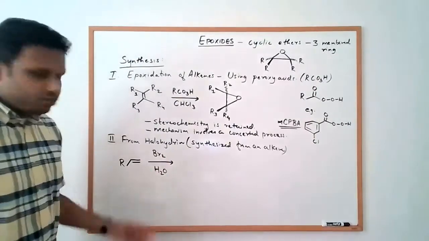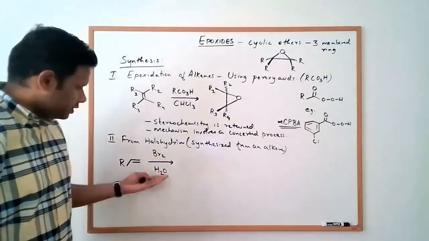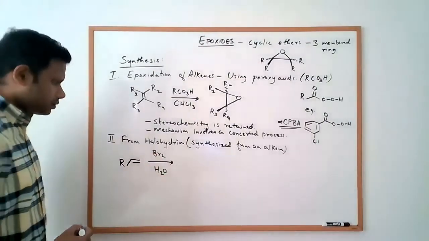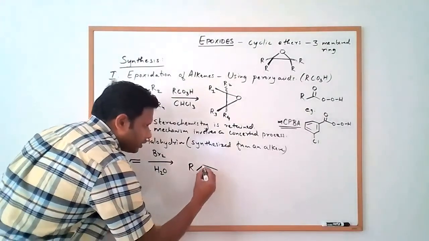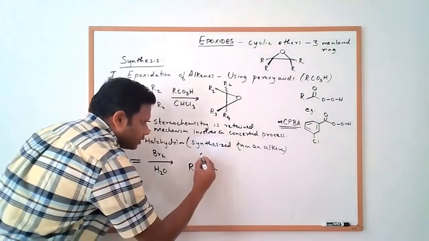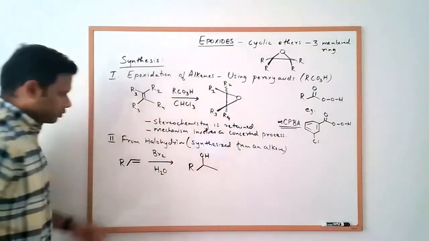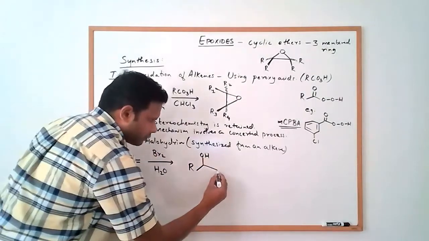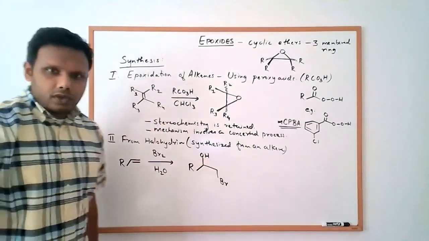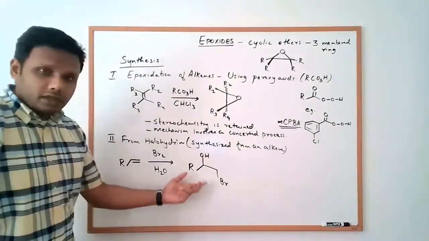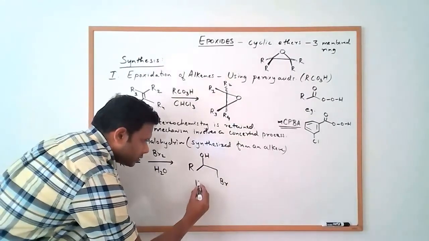I've used bromine as the example here. The reaction is done in water as a solvent. As you might recollect, the product here is the hydroxyl group on the more substituted carbon and the bromine group on the less substituted carbon. Okay, this is the halohydrin.